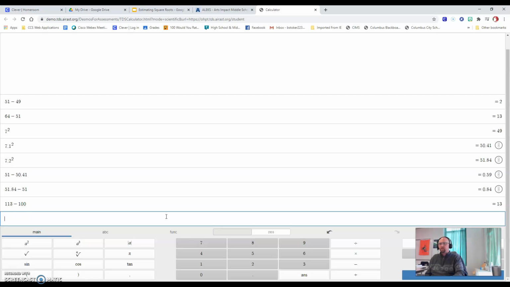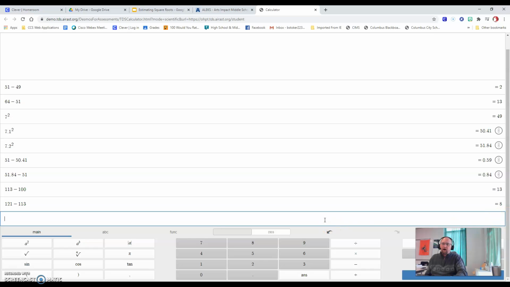113 minus 100 is a difference of 13. 121 minus 113 is 8. So here's what I know. I know that the square root of 113 falls between 10 and 11, okay? Which one is it closer to? Well, it's closer to 11.